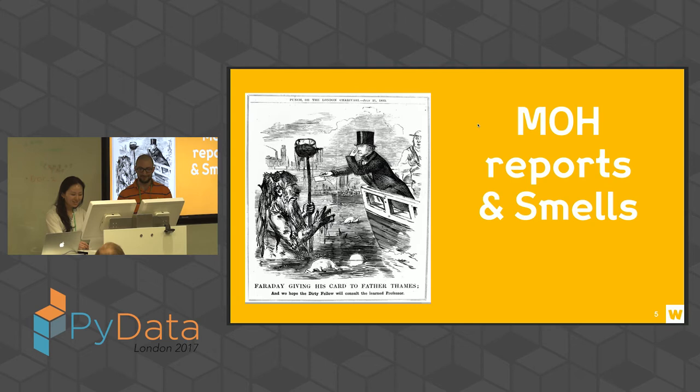So the image you can see here is a cartoon from Punch magazine, from June 1855, showing how smelly the River Thames was. So it was the overwhelming stench from the River Thames in the summer of 1858. London came to a standstill, and the possibility of moving Parliament to either Oxford or St Albans was seriously considered to get away from the River Thames.